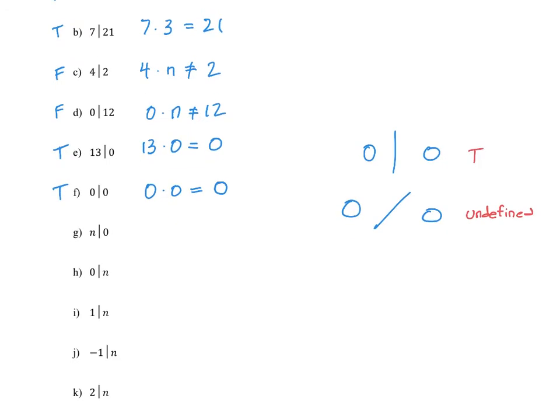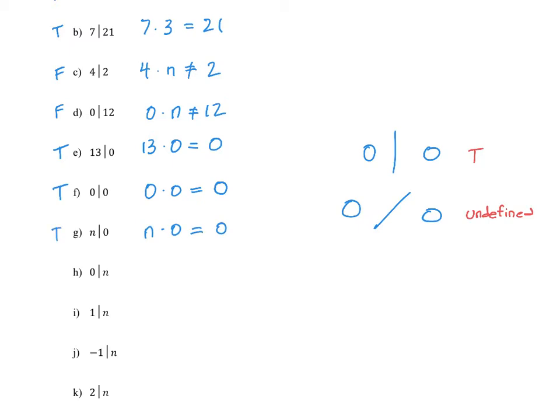So the next one, we have n is a factor of 0. So we're not told what the value of n is. It's just any integer. So here, n multiplied by 0 can indeed give you 0. So that one is true.